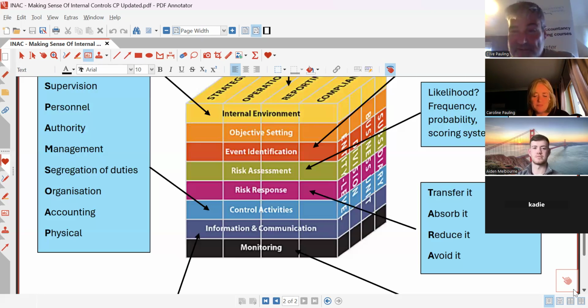What I'm hoping I'm doing here is painting pictures and pulling all these different strands together at the end of the day.